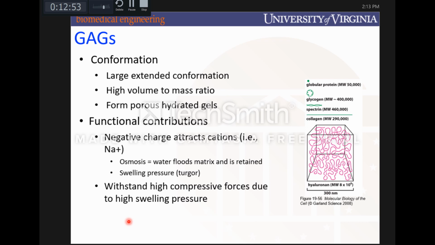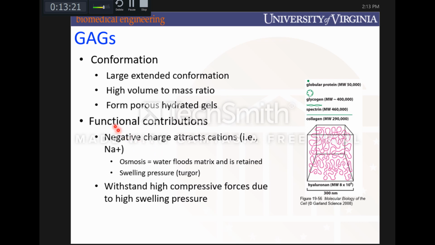So like with all proteins, like we've talked about, the structure kind of dictates the function. So the conformation of these GAGs, a lot of them are huge. I think you guys talked about proteins being in the kilodalton range, like you get proteins 100, 200 kilodaltons. GAGs can get up to megadaltons. So these guys are huge polymers. They have a huge volume to mass ratio, and a lot of that is because of their charge.